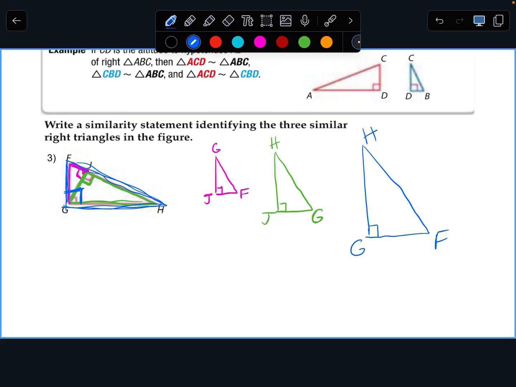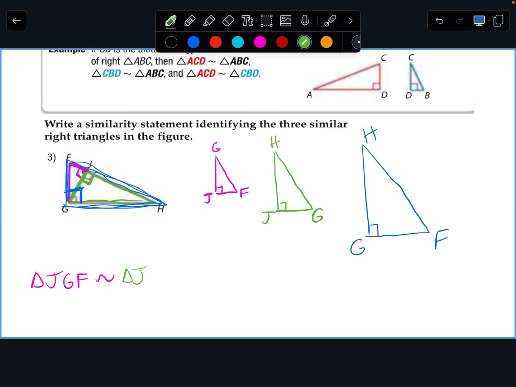Oh, we have to do a statement. Okay, as far as the statement goes, it depends on however you want to do it. I'll do JGF. Triangle JGF is similar. So if I did right angle, pointy part down, you're going to go triangle JHG is similar to triangle GHF.